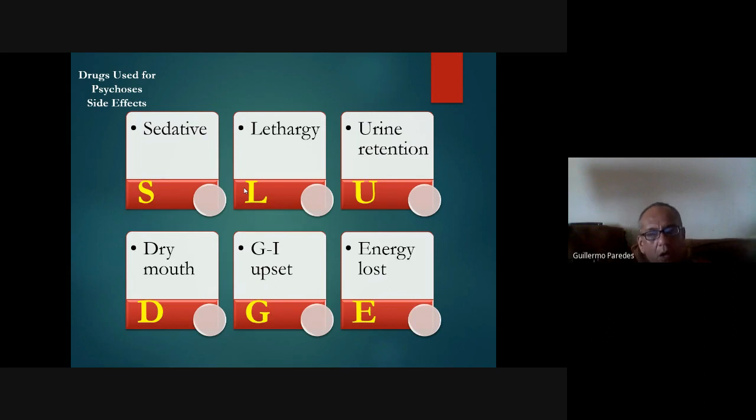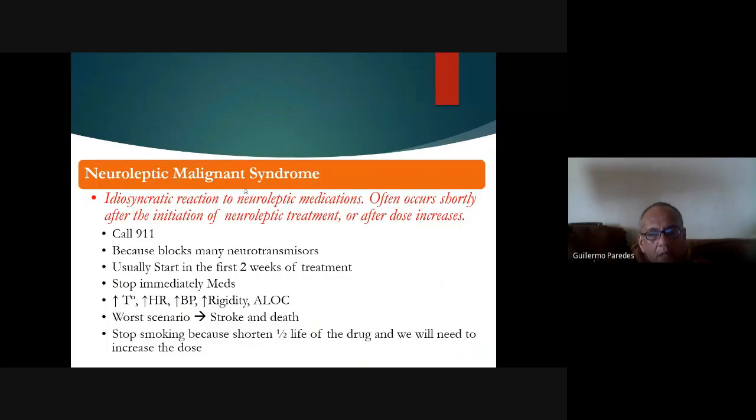All right, so let's keep going. Neuroleptic malignant syndrome. Neuroleptic malignant syndrome basically happens with Haldol. It is an idiopathic reaction to neuroleptic medication. All these antipsychotics are neuroleptic, okay? It often occurs shortly after initiation of neuroleptic treatment or after a dose increase. So in this case, everything is high.